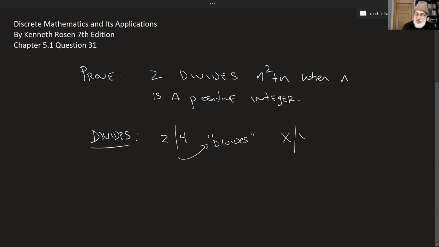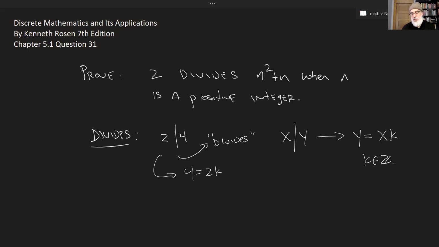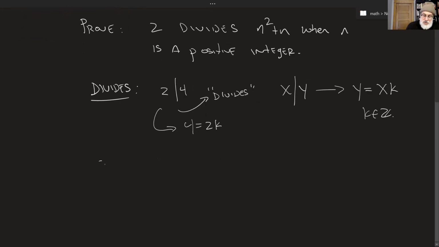If I say x divides y, this means also that I can write y as an integer multiple of x, where k is just some integer. So we should see that here because 4 is equal to 2 times some integer. It happens to be that k is 2. So that's what divides means in this sense. 2 divides n squared plus n. We are saying 2 divides n squared plus n when n is a positive integer, so n is greater than or equal to 1.